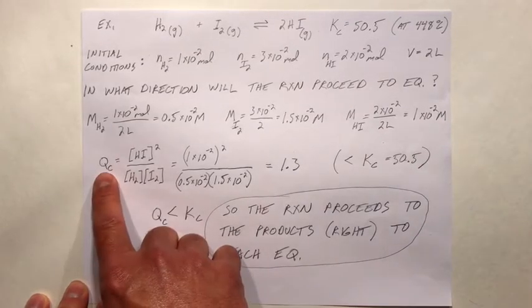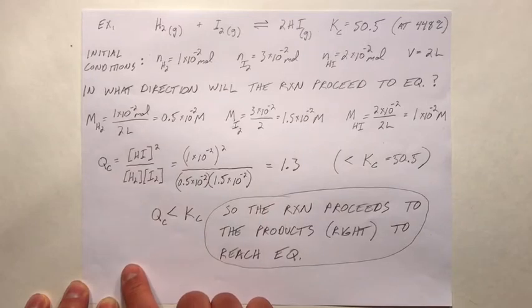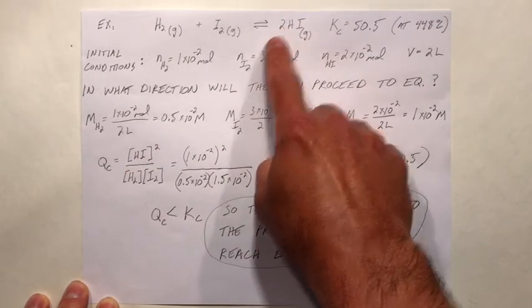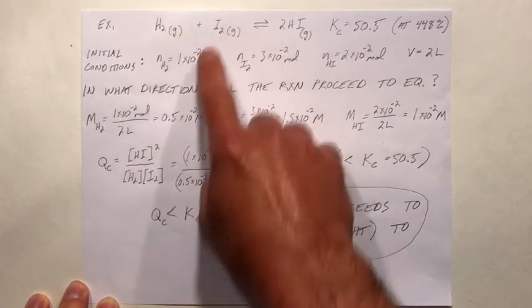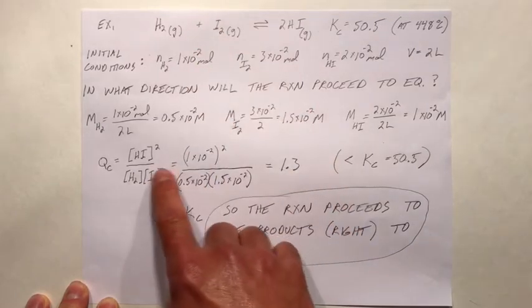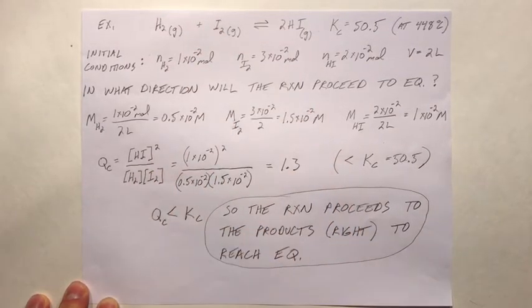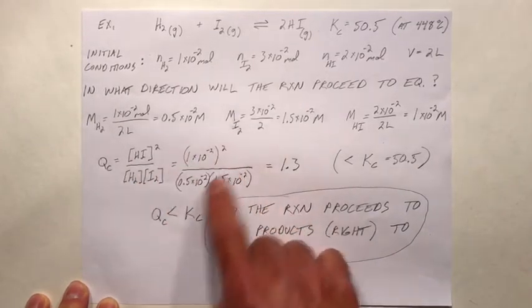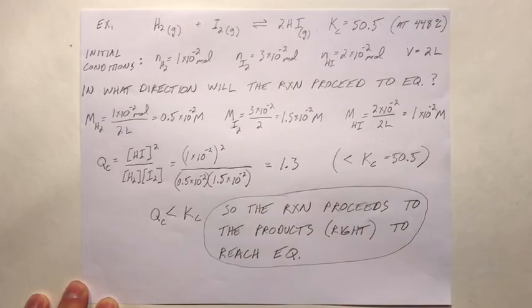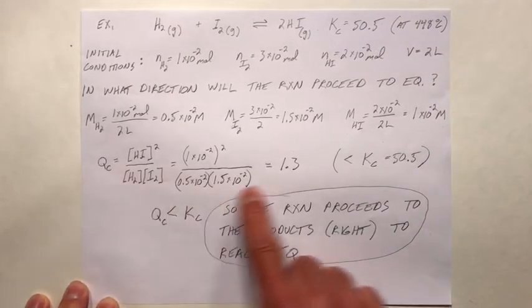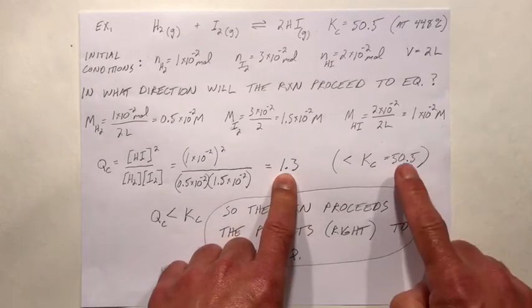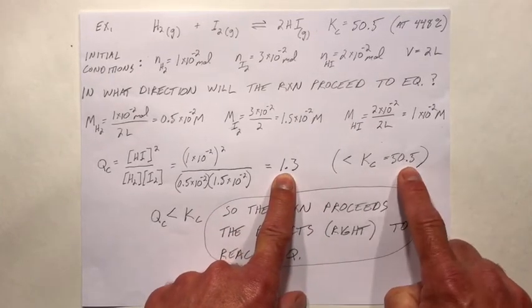We know that Qc is equal to the molar concentration of the products raised to their stoichiometric coefficient 2, divided by the molar concentration of the reactants raised to their stoichiometric coefficients 1 and 1, and these are all multiplied. That's important. We're not adding anything. These are all multiplied. So we take the product of whatever we have on the top divided by the product of whatever we have on the bottom, solve for that, and we get 1.3. Now Kc was given to us as 50.5, and we solved that the reaction quotient is 1.3. So the reaction quotient does not equal the equilibrium constant. This is not at equilibrium.